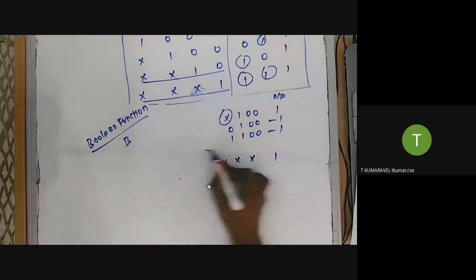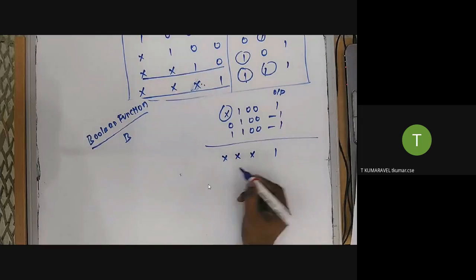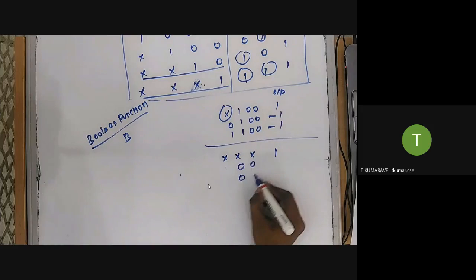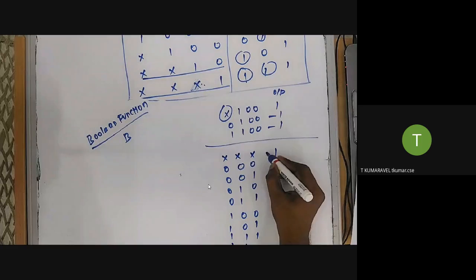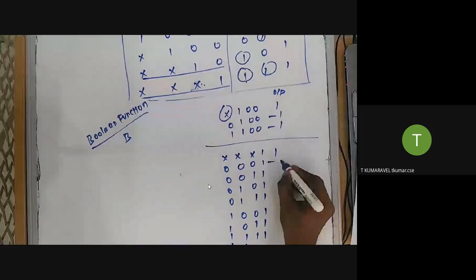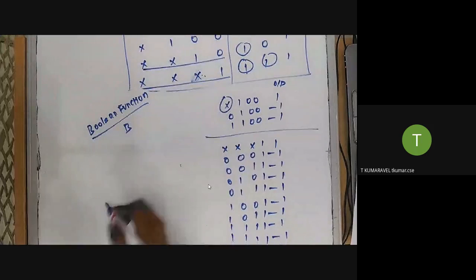Consider the next case. Here three don't care conditions are available. So if it is 3, how many input combinations are available? 8. You should write all of them: 0 0 0 0 1 1 1. These are the places where the output value equals 1.